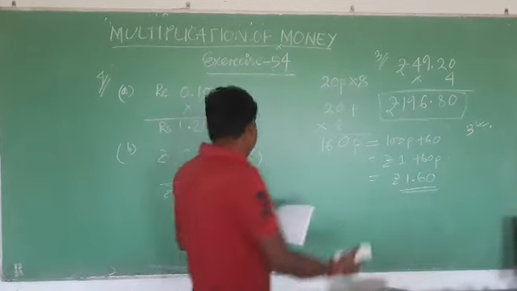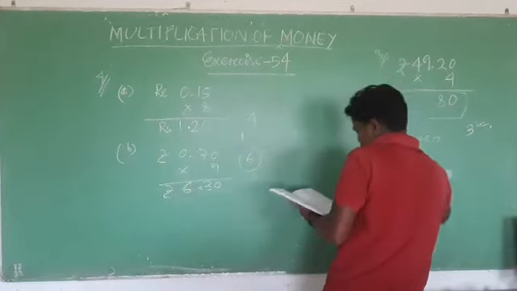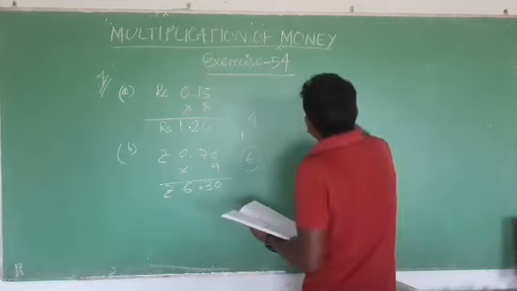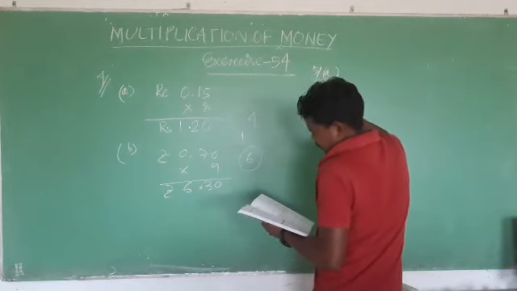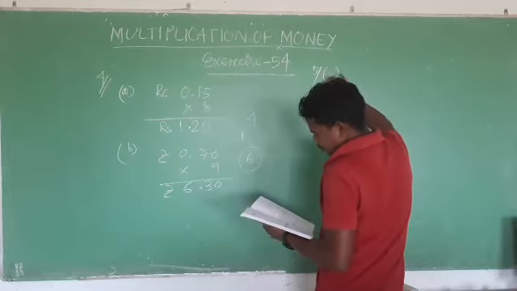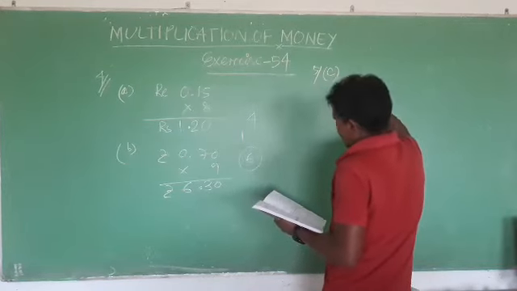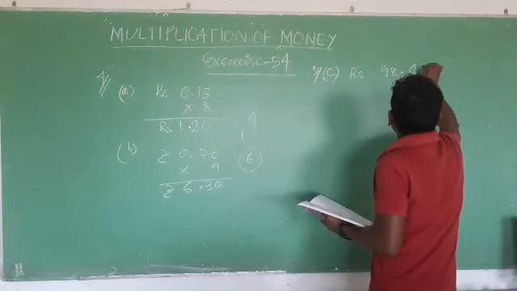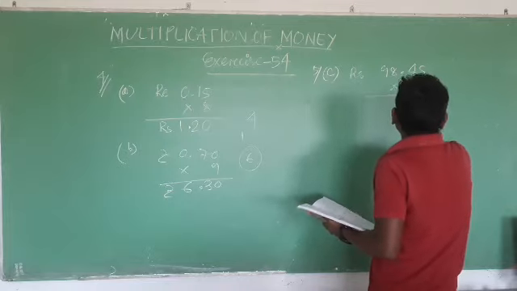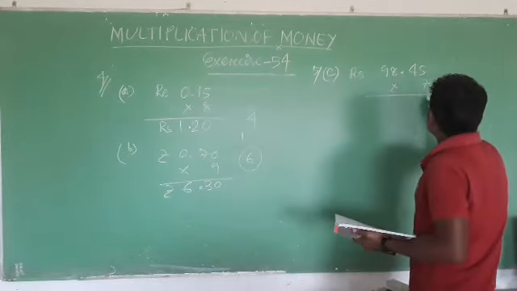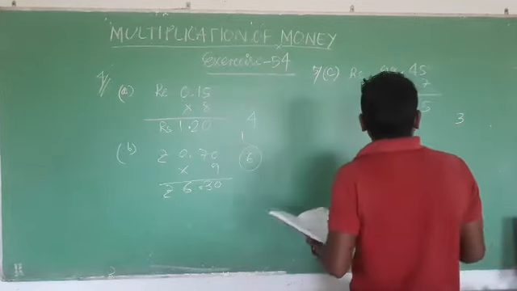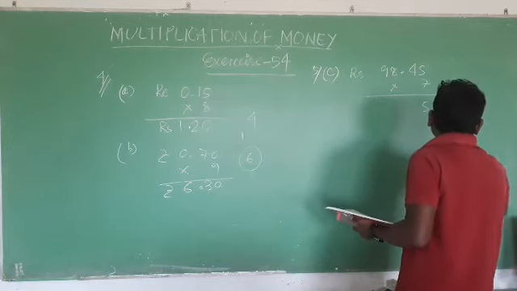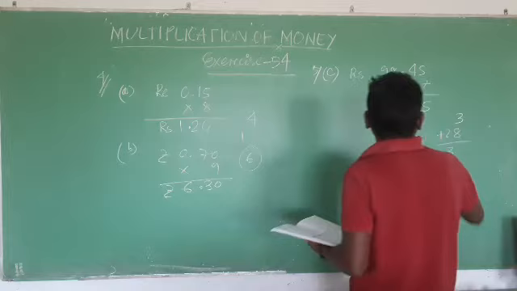Question number 5 says, question number 5, there are also parts given. I am doing part C, okay, that is rupees 98.45 into 7. Do it. 7 5 ja 35, 5, 3 taken as carry, 7 4 ja 28 plus 3 how much? 31, 1 I wrote here, okay, 3 is carry now.